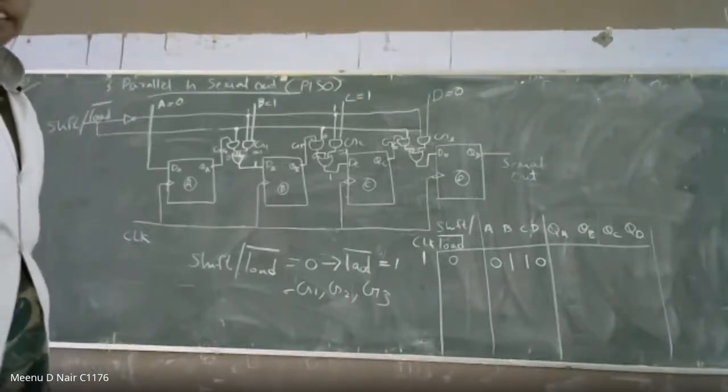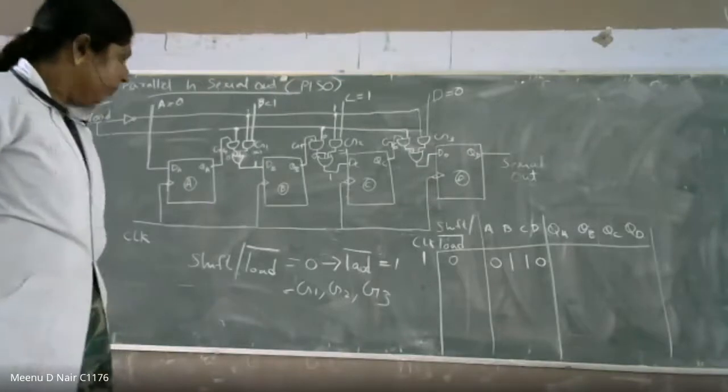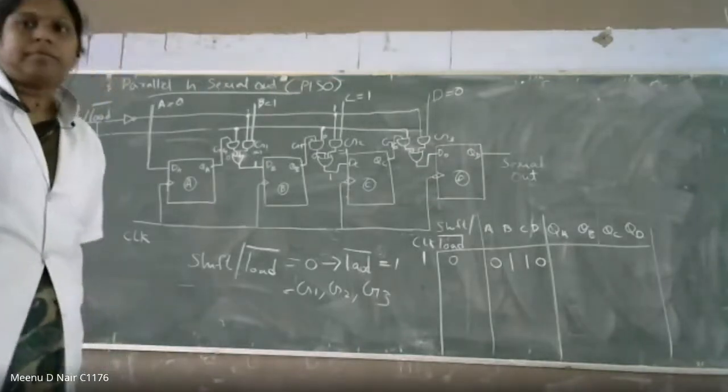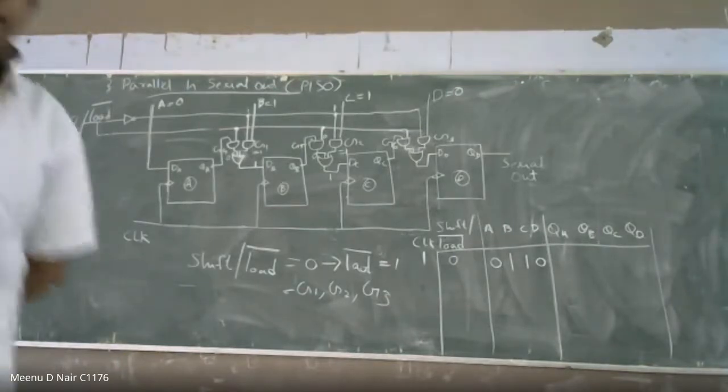Roll number 245, please unmute and tell me what is the output of G6 gate. So please unmute and tell me. 245.